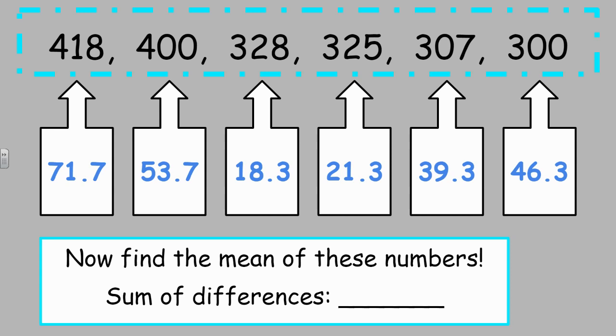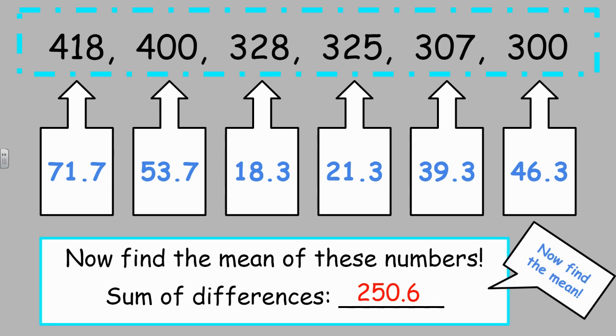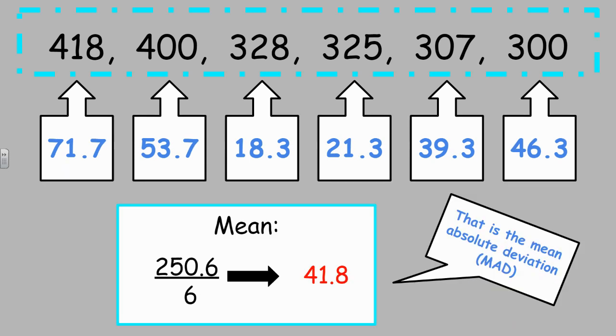The third step is to find the mean of those numbers. So first we find the sum of the differences, just 250.6, and then we divide that number by how many numbers there are, which there were 6. So the mean absolute deviation is 41.8. If you got that, awesome job.